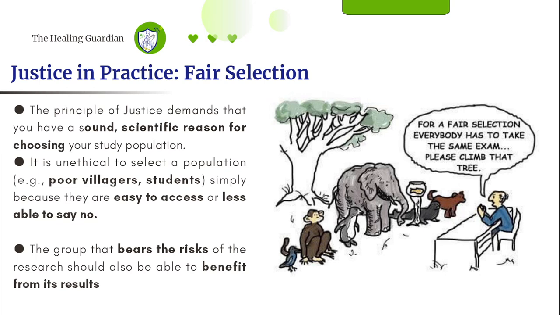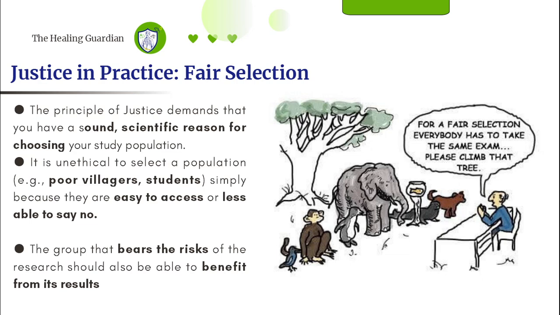Justice in practice means fair selection. This demands a sound and scientific reason for choosing your study population. And these are the things that are asked during ethical review. Is there autonomy when you are choosing the participants? Number two, will there be just or fair selection of the participants? Because it is unethical to select a population like poor villagers, or to go to students simply because they are easy to access or less able to say no.